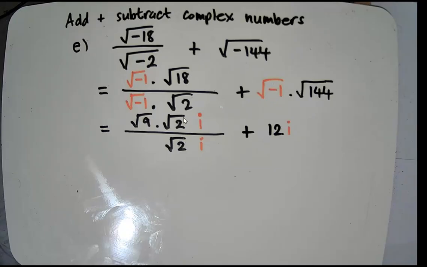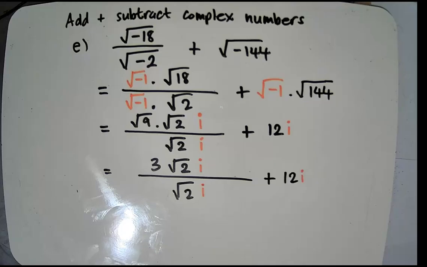Notice here on the left-hand side we can cancel because it's all multiplication in the first fraction. So the square root of 9 is 3, and we have exactly root 2 over root 2, and we also have i over i, plus 12i. Cancel all that. We're going to get 3 plus 12i. That's the final answer.